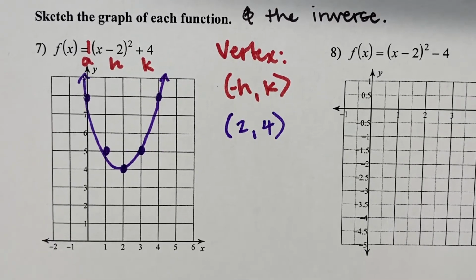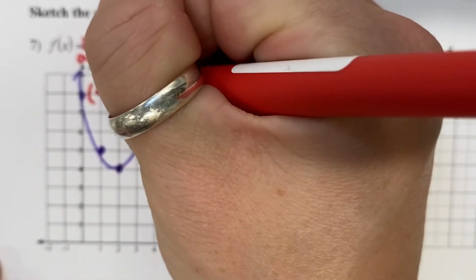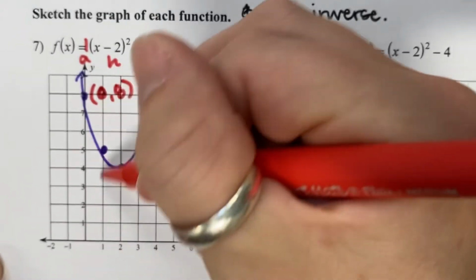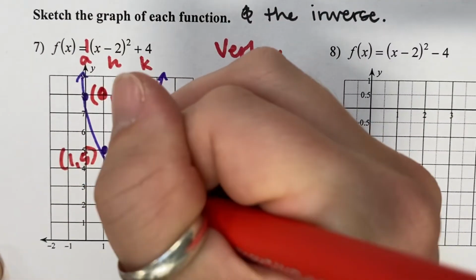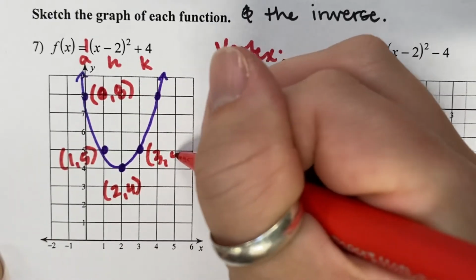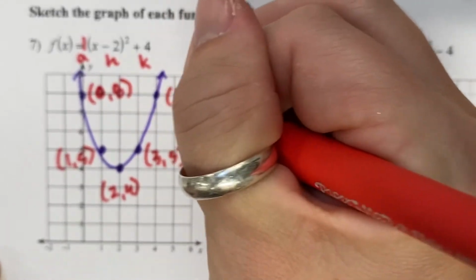Okay, we're going to have to invert it, so let's go ahead and identify these coordinate points. So this guy is 0, 8. This guy is 1, 5. This guy is our vertex, 2, 4. This guy is 3, 5. And this guy is 4, 8.